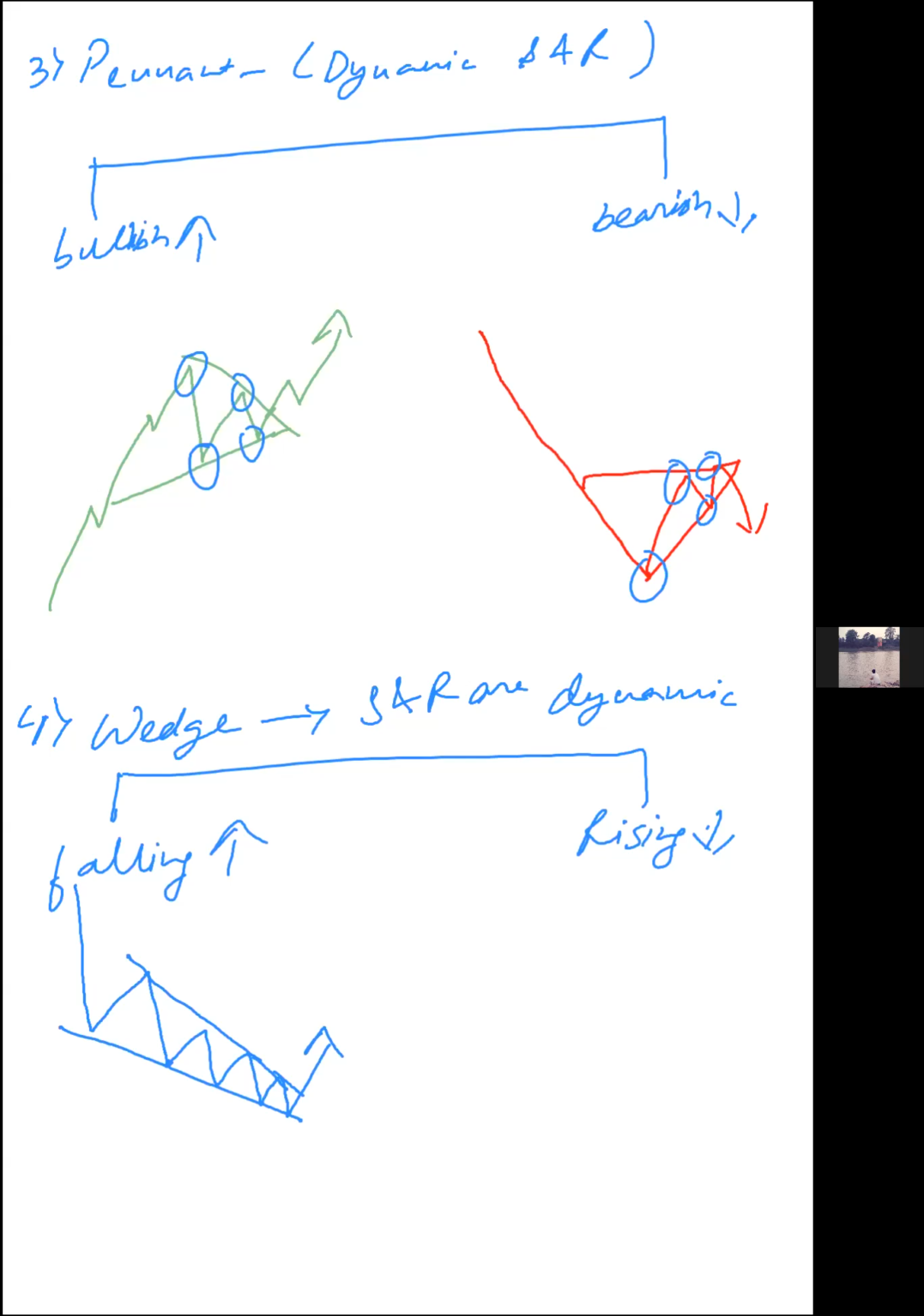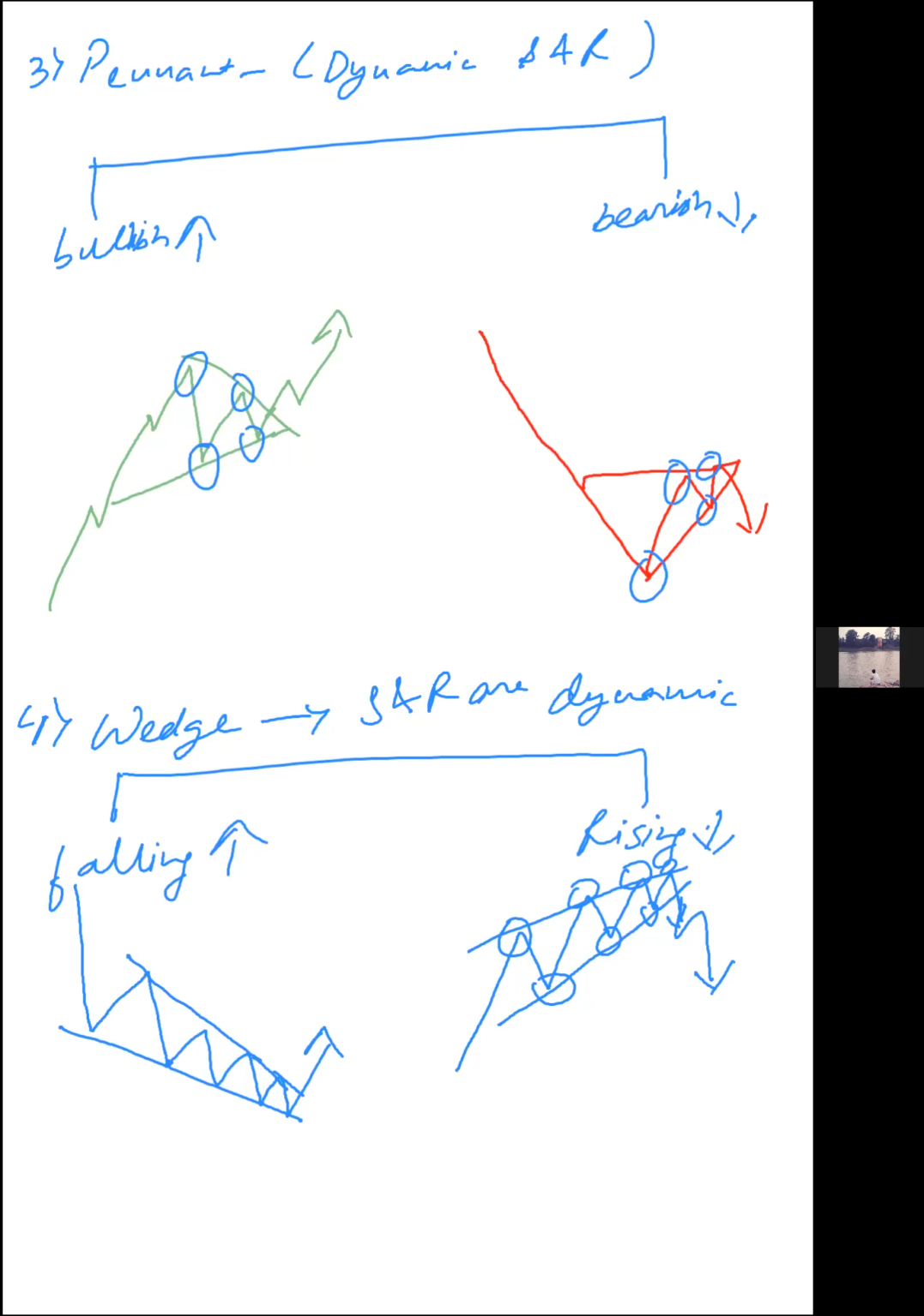A rising wedge looks somewhat like this, and gives a downside breakout. A rising wedge is a series of higher highs and higher lows within a range. And it gives a downside breakout.